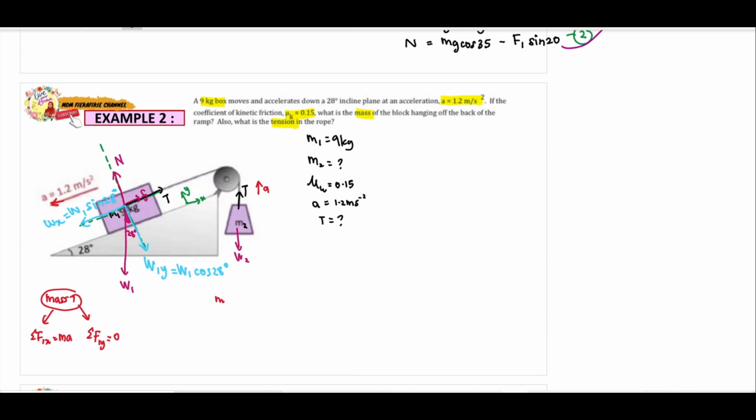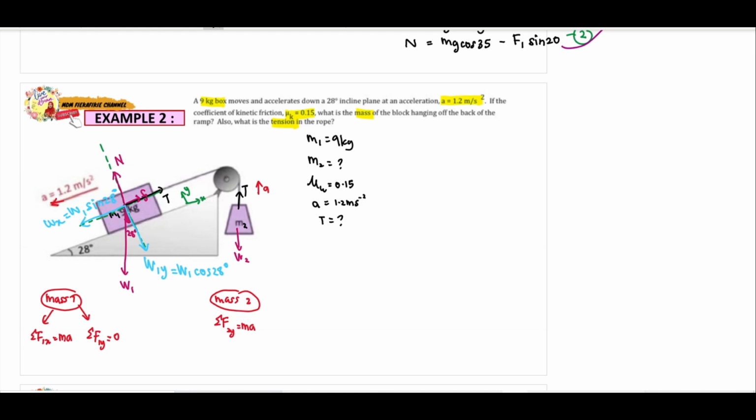And untuk mass 2, sebab dia hanya bergerak in Y component sahaja, tak ada pun force in X component. So, hanya ada satu sahaja, which is total F2Y equal to MA. Bukan equal to 0. F2Y equal to MA since M2, mass 2, is moving upward. Dia bergerak dengan acceleration A. So, akan ada 3 equation. Okay. So, now, let's write the first equation.